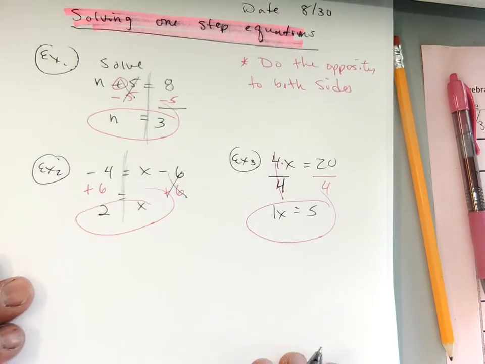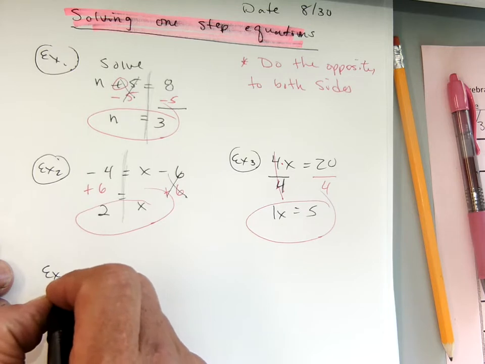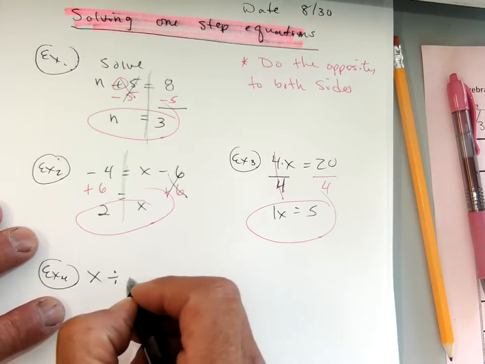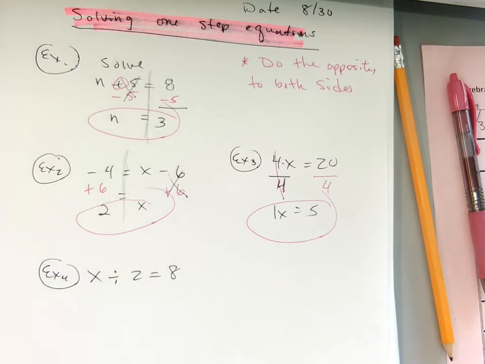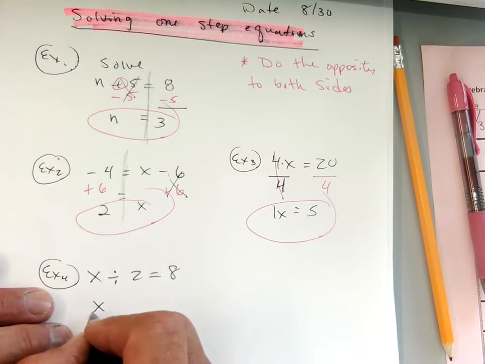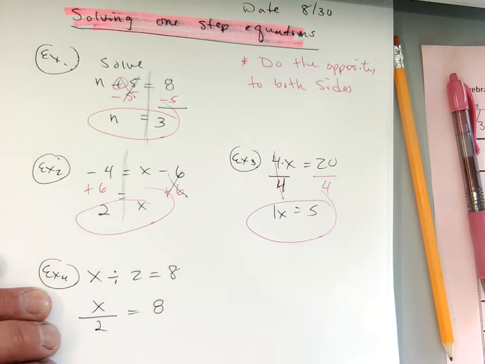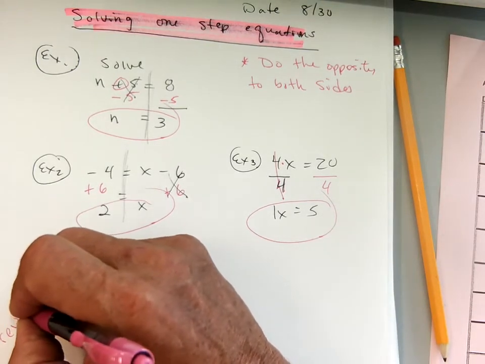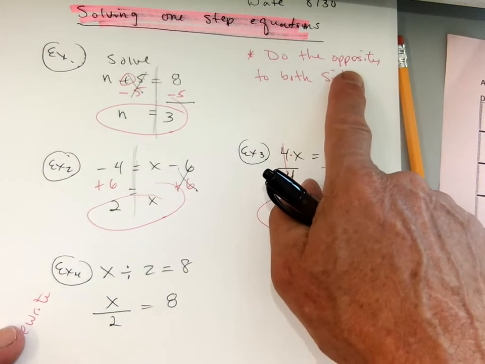Okay, example 4 is x divided by 2 equals 8. X is just a number. Now I'm going to rewrite this. I like to rewrite it like this. You see, this is a divide by sign. X divided by 2 equals 8. Okay, I like to rewrite it, so I'm going to rewrite the equation. Okay. All right, again, always do the opposite.